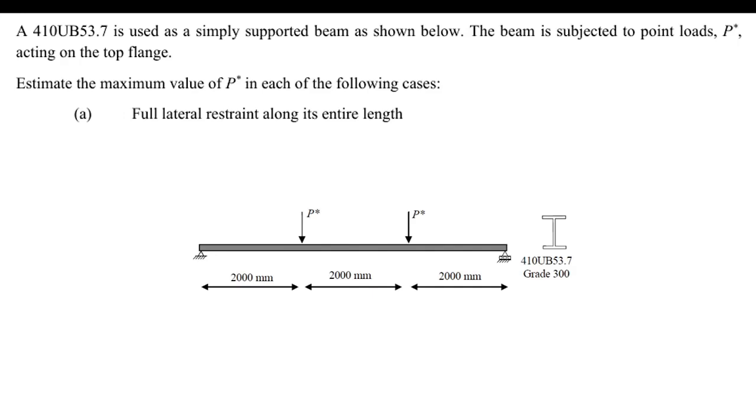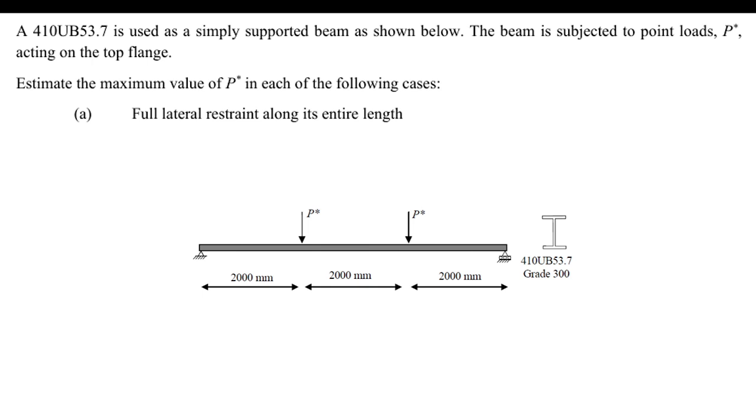Hello everyone. In this video we'll be solving a problem to find out the maximum capacity of the section which is provided. This section is a simply supported beam which has a 2-point load placed at a distance of 2000 mm. They have given the section they have used, that is 410 UB 53.7, which is of grade 300. So we need to find the capacity of this section in terms of load when it is laterally restrained throughout its length.